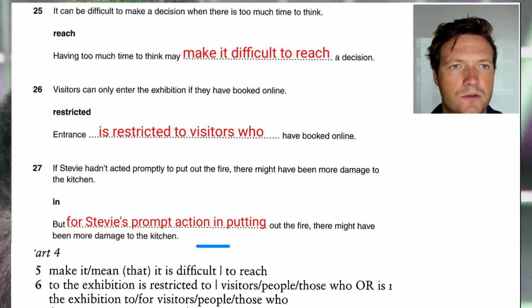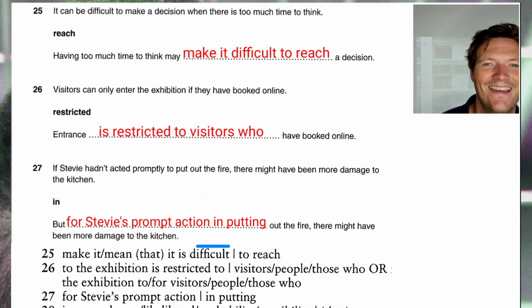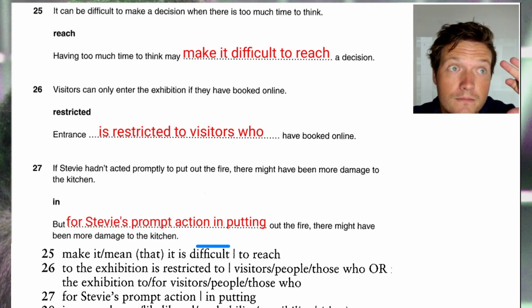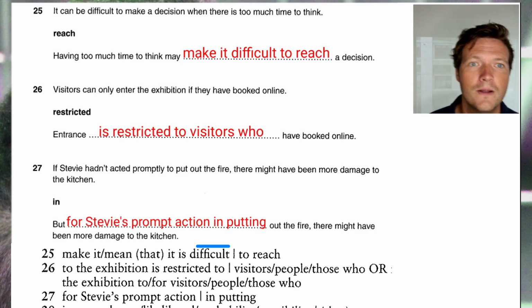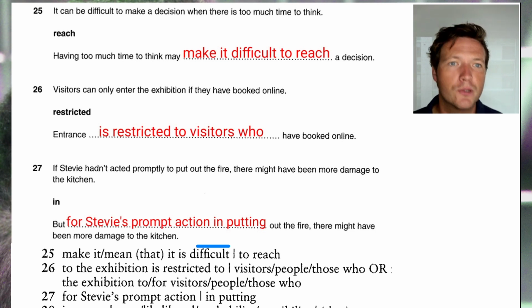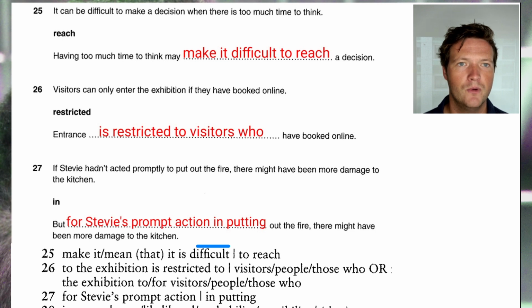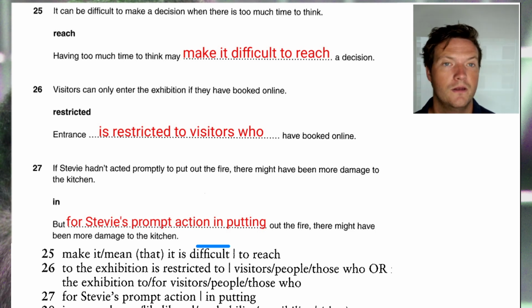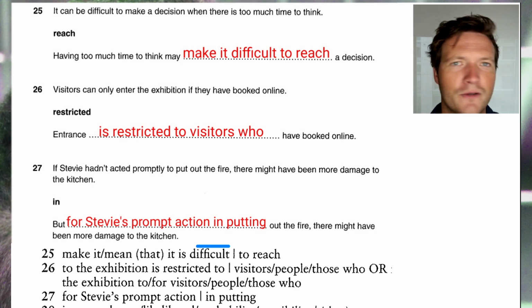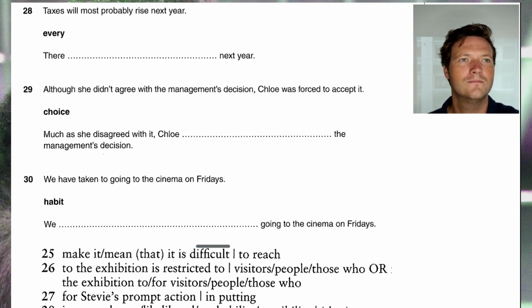Let's take a look at 27. Yeah, and only one possible correct answer there, according to the book. But for Stevie's prompt action in putting out the fire, there might have been more damage to the kitchen. Yeah, okay, perfect. 2 points. I've only dropped 1 point so far. How well are you doing? Have you got any questions, any queries? Leave them in the comments. Let's move on to the next 3 questions then.